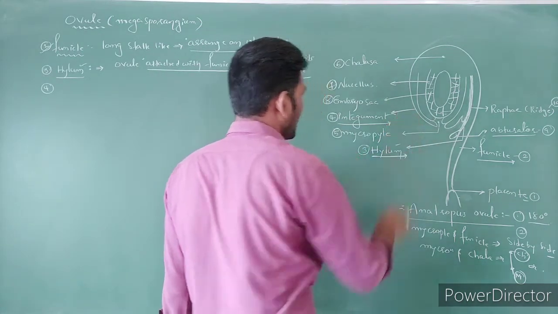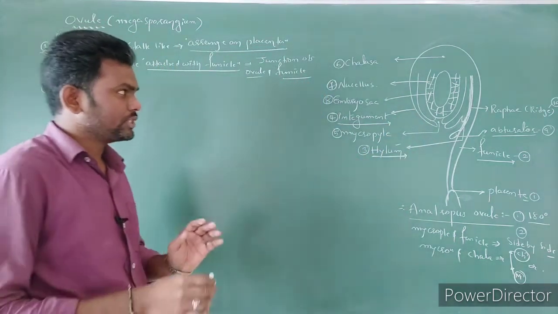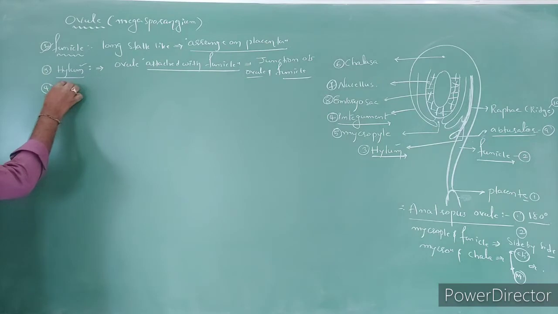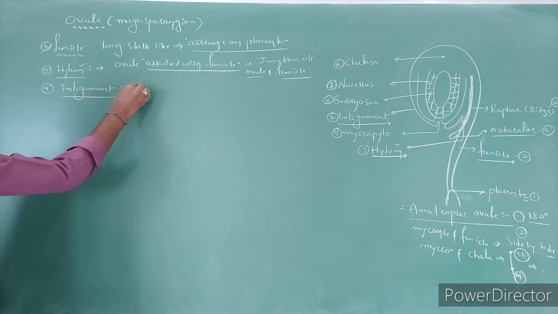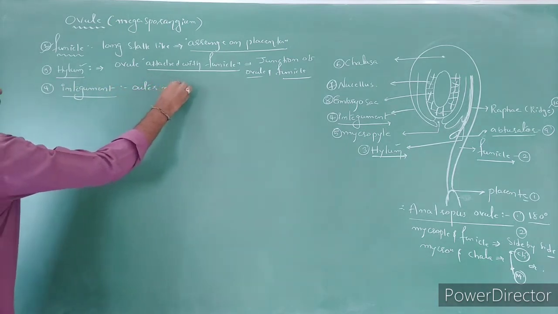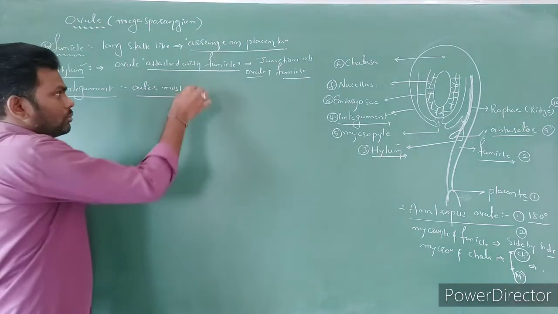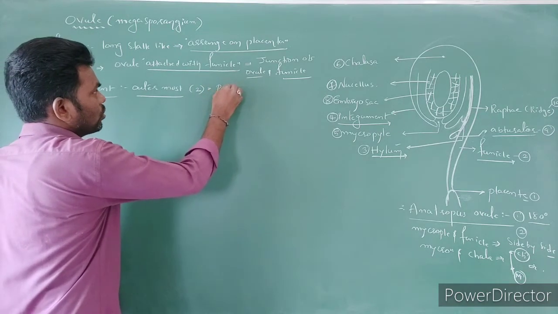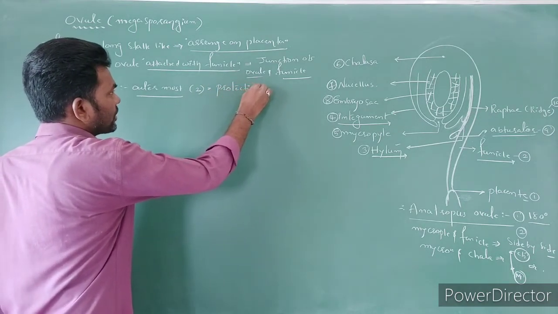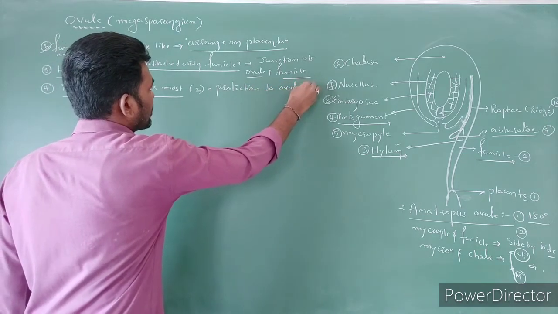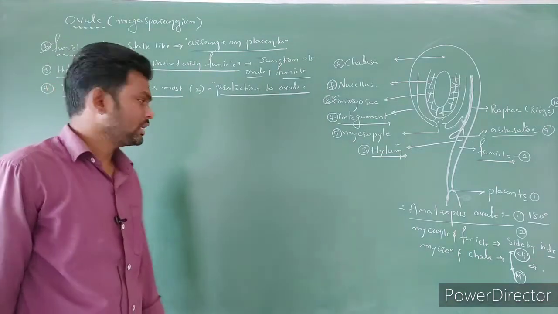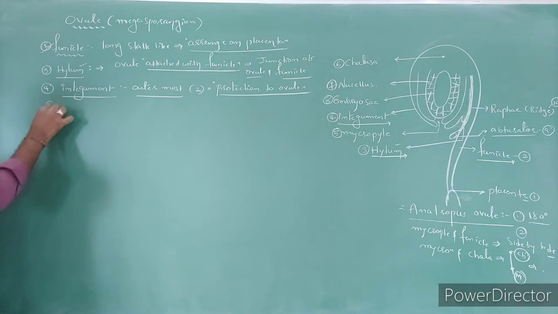Next, the fourth part is what? Integuments. Mostly one or two integuments are present, which are going to give protection to the ovule, right? Integuments are the outermost layer. In most cases only two integuments are present, which are going to give protection to the ovule, nothing but the megasporangium, right?